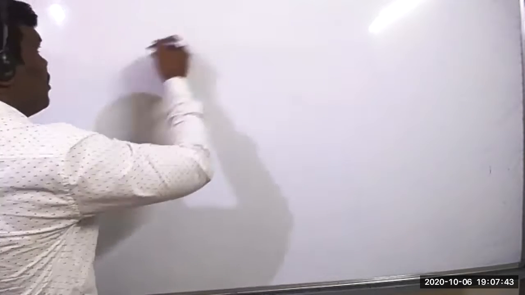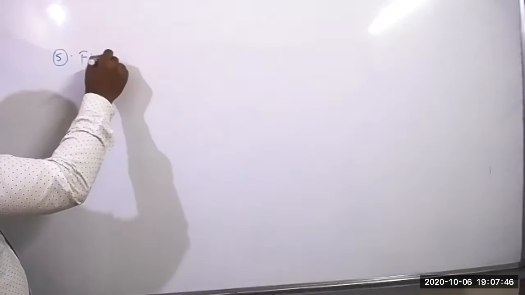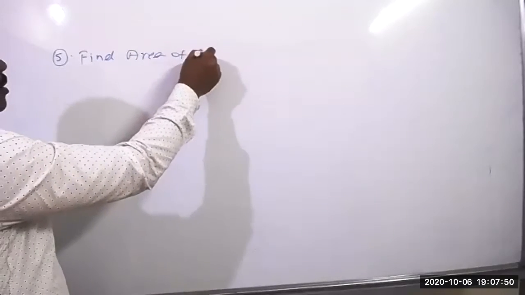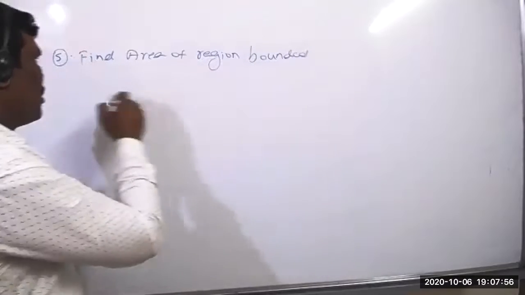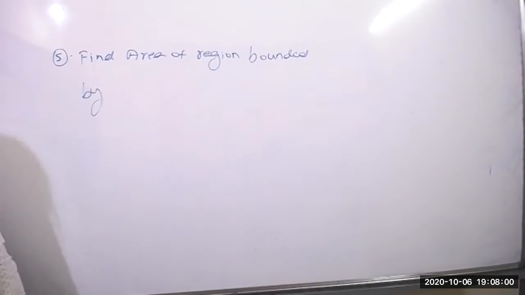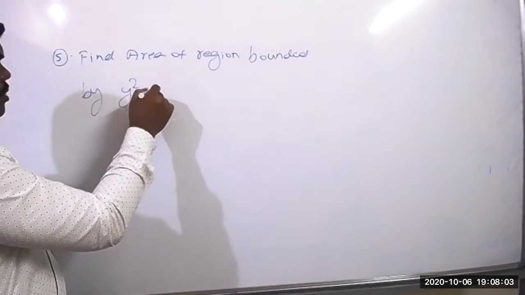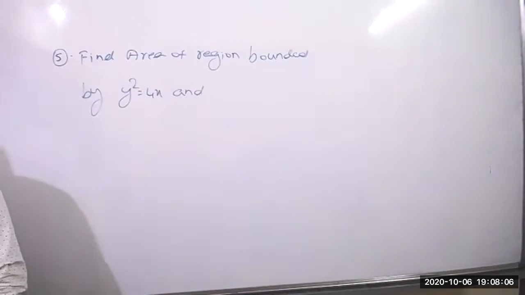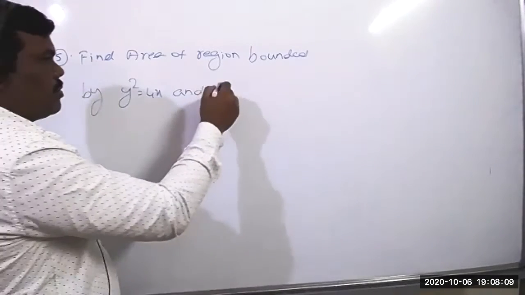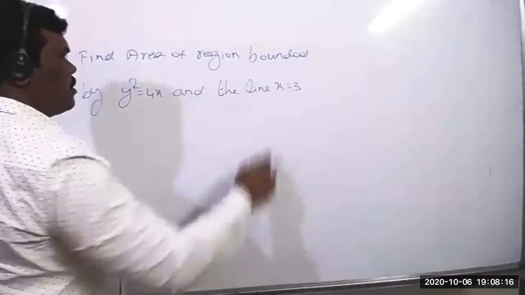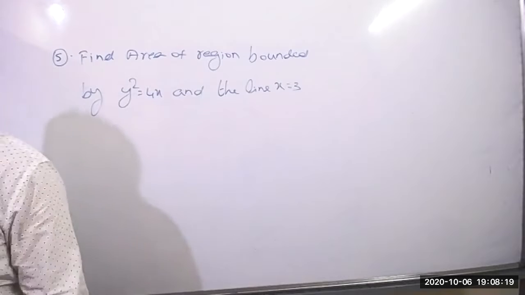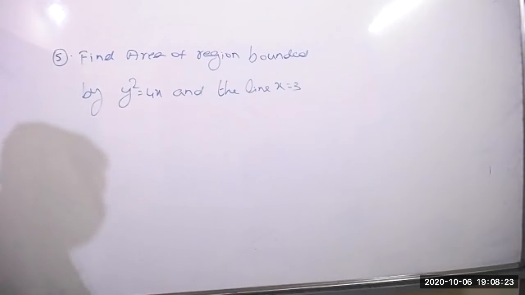Right now, find the area of the region bounded by y square equal to 4x and the line x equal to 3. Okay, so we have to find the area of the bounded region.